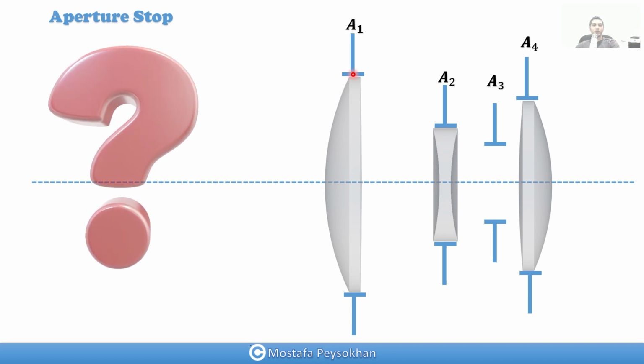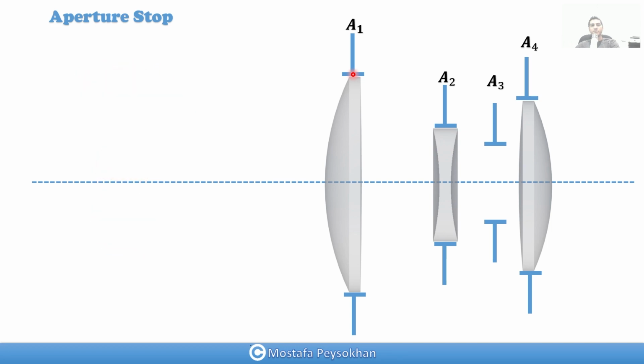entrance pupil 1 is the same. Now we want to answer this question: which one is the main stop of our optical system? So aperture 1 is pretty simple. There is no lens after aperture 1, and that one we call it entrance pupil, EP1. Let's say this is EP1, the same size, the same location.